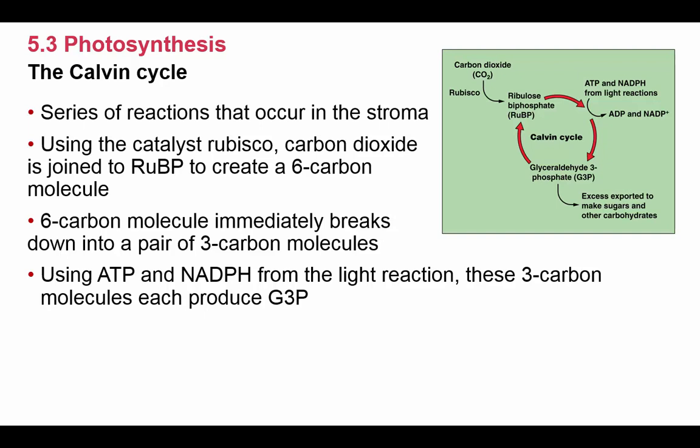It's going to combine with rubisco, which has 5 carbons. Rubisco is an enzyme, sorry. It doesn't combine with it, it uses rubisco. And it combines with RuBP, which has 5 carbons. So now we've got a 6-carbon molecule. And we're going to break that down through a series of reactions using that ATP and that NADPH from the light reactions. And we're going to break it down into 2 3-carbon molecules.